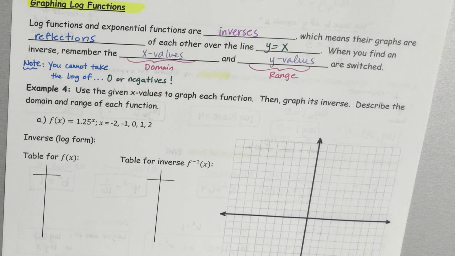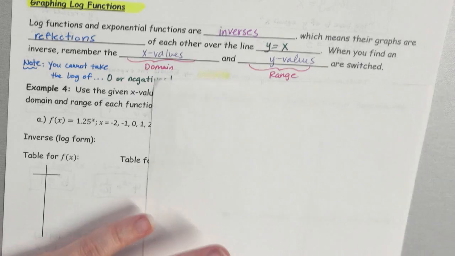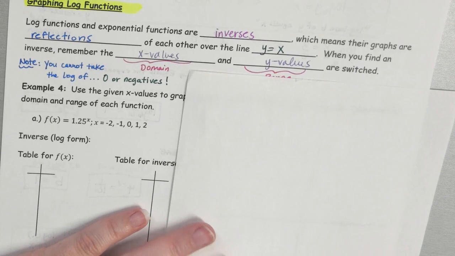So is that going to impact the domain or the range? Does that have to do with what you plug in or what you get out? Well, which one do we have to watch out for? The inputs or the outputs? Yeah, the input, right?